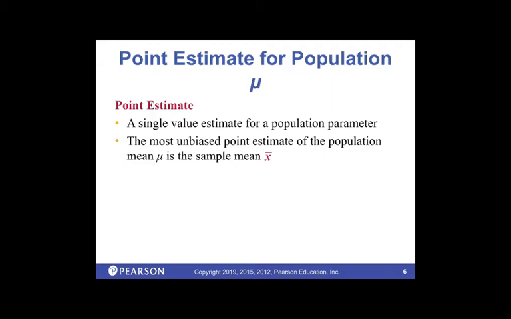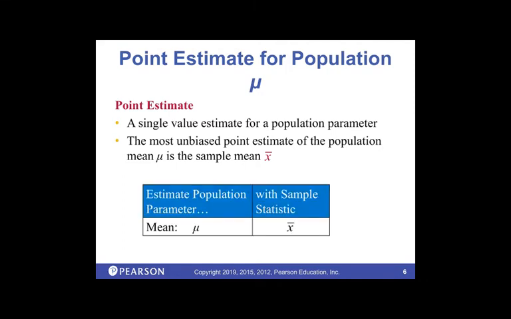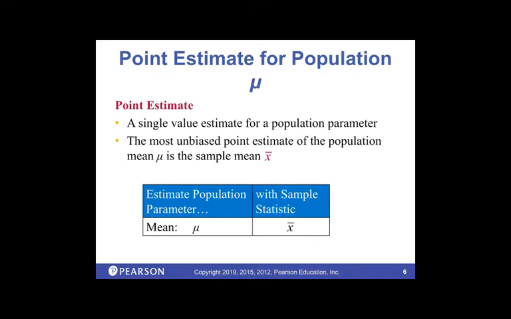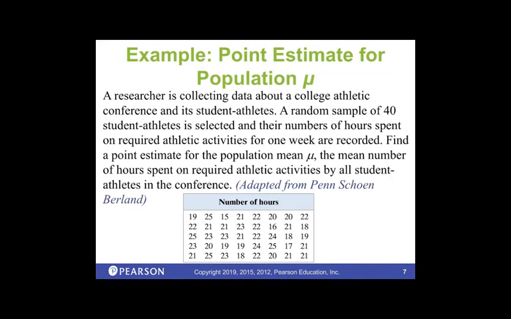So say we have a population, some really large number, and then we take a subset of that population as a sample and take the average of that sample. The most unbiased point estimate of the population average is the sample average. So mu is the population mean, and we use the sample statistic x bar to estimate it. We can take a sample, find its average, and use it to estimate the population average. Let's look at this example on point estimate for a population mean.